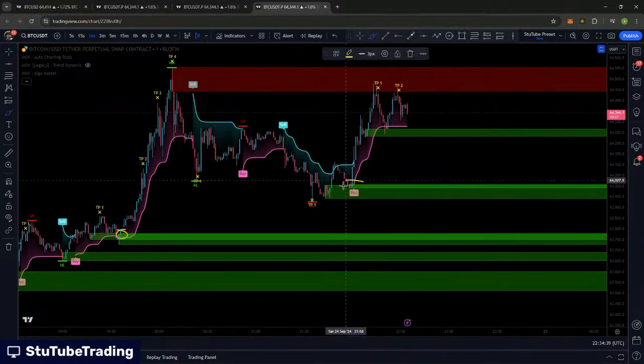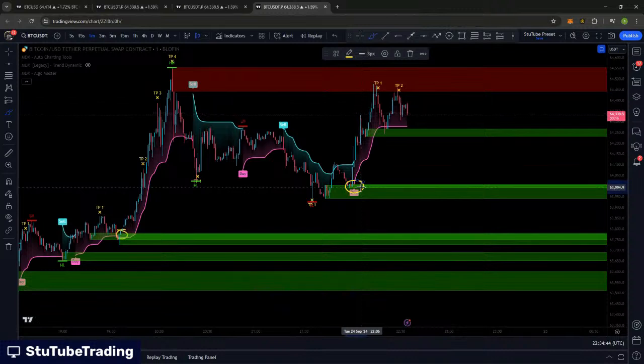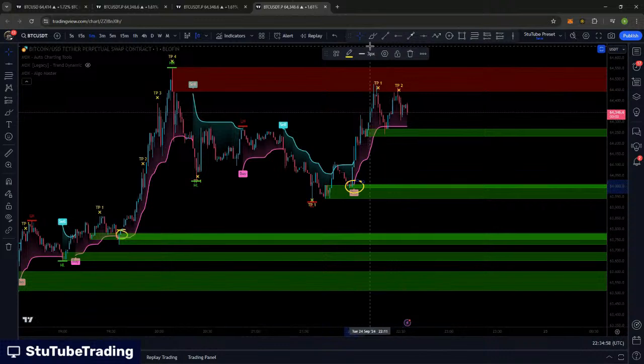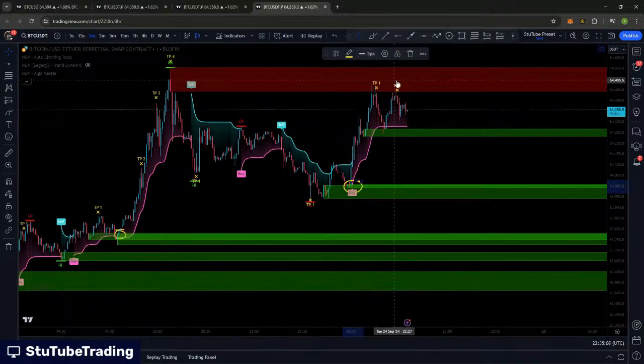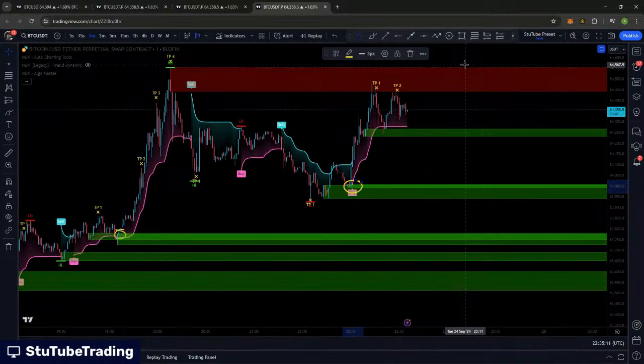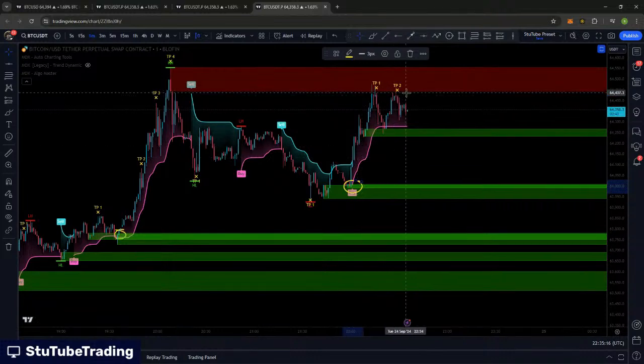Yeah, so there's some good support down here, right around 64K. That's kind of where the buyers stepped in again. Yeah, double top, in this uptrend will continue.